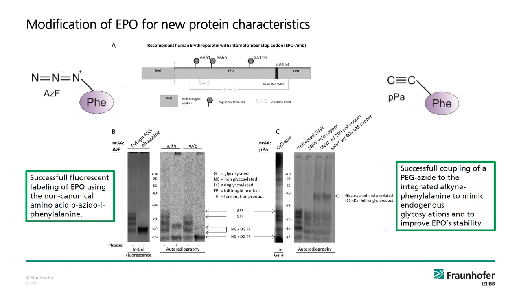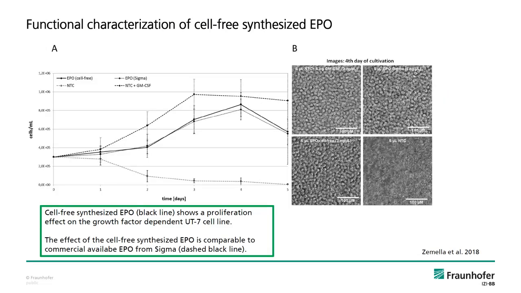Of course, now it is interesting if the cell-free synthesized protein shows comparable activity to non-cell-free synthesized proteins. And therefore, we have performed a cell culture assay. Here you can see a TF-1 cell line. The cell line is sensitive to growth hormones such as EPO.